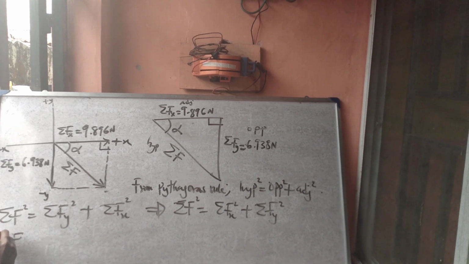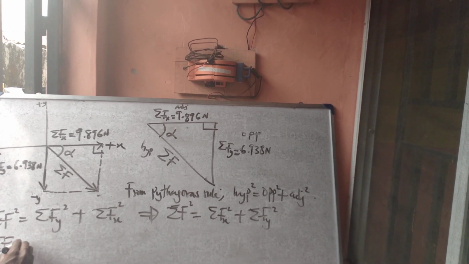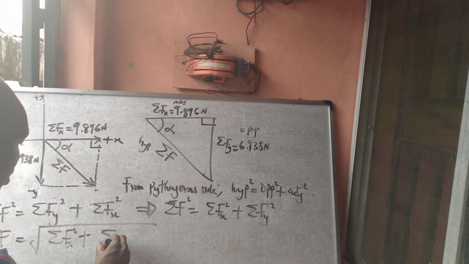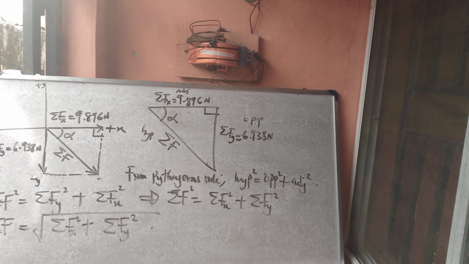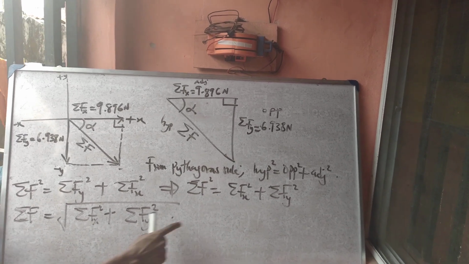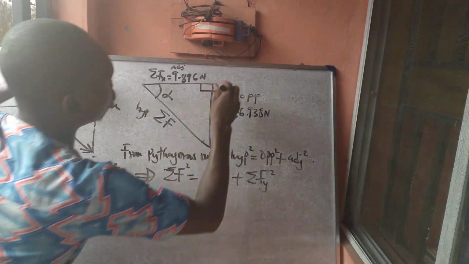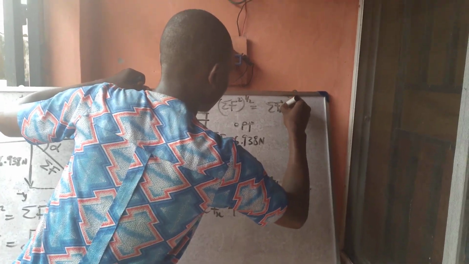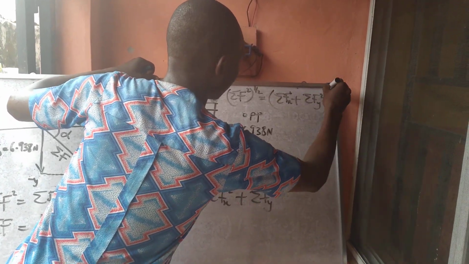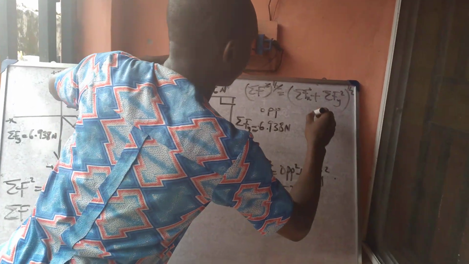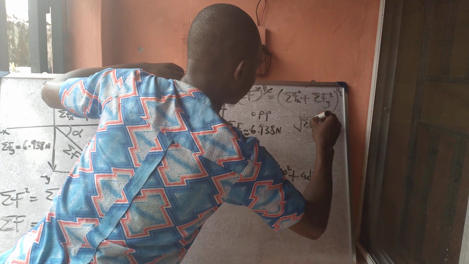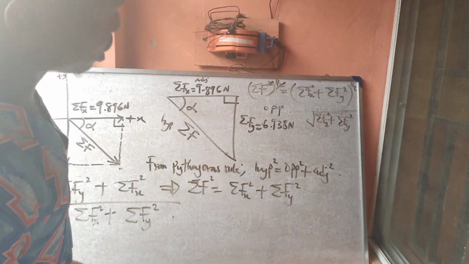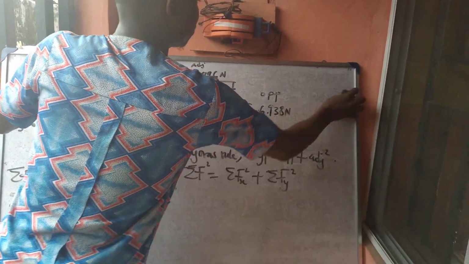Okay, now take square root of both sides. You have that sigma f will be equal to the square root of sigma fx all square plus sigma fy all square. So when we take the square root of both sides, this becomes this. We were able to eliminate this by taking square root of both sides. This is sigma f all square raised to the power of half equals sigma fx square plus sigma fy square all raised to the power of half. So this will eliminate this, and if a number is raised to the power of half, that is square root of the number. If it is raised to the power 1/3, that is the cube root of that number. That's it, by the way.